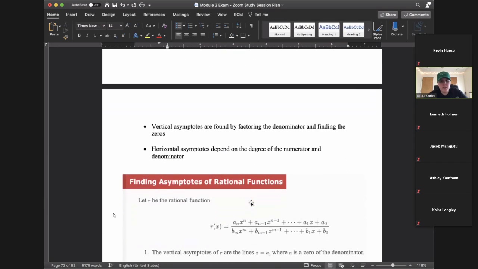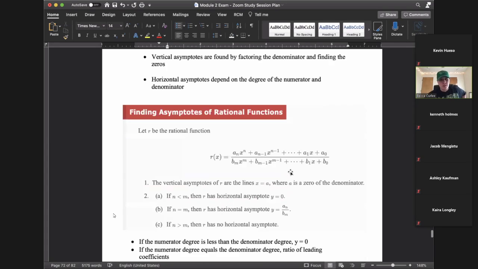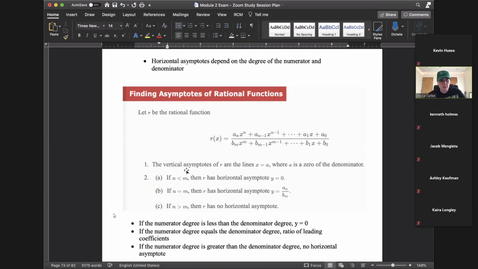Vertical asymptotes are found by factoring the denominator and finding the zeros. And horizontal asymptotes depend on the degree of the numerator and the denominator. So just remember, with vertical asymptotes, you're always going to be looking at the zeros of the denominator. And with horizontal asymptotes, you're going to be comparing the degree of the numerator and the denominator to know what you're going to do. So again, here is finding asymptotes of rational functions.